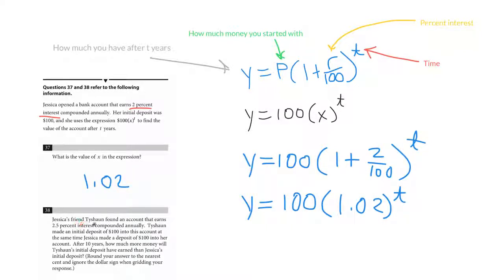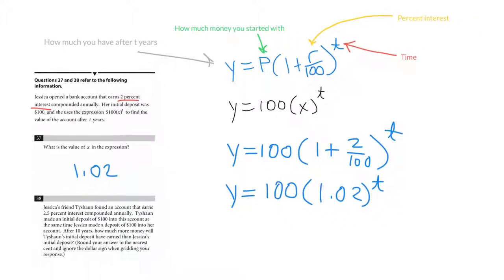Okay, Jessica's friend Tyshawn found an account that earns 2.5% interest compounded annually. Tyshawn made an initial deposit of 100, the same deposit, at the same time Jessica made hers. After 10 years, how much more money will Tyshawn's initial deposit have earned than Jessica's initial deposit? Round your answer to the nearest cent and ignore the dollar sign when grading your answer.